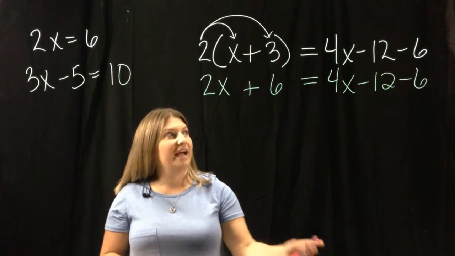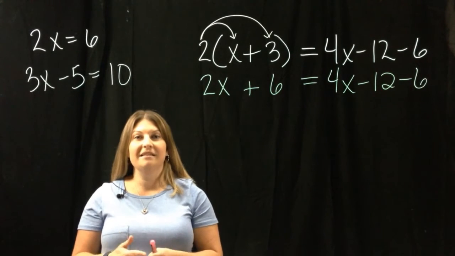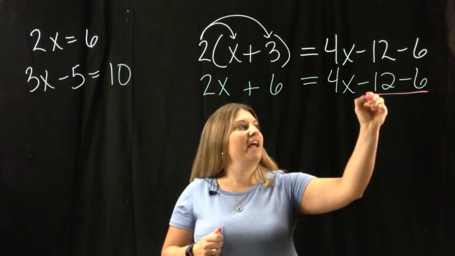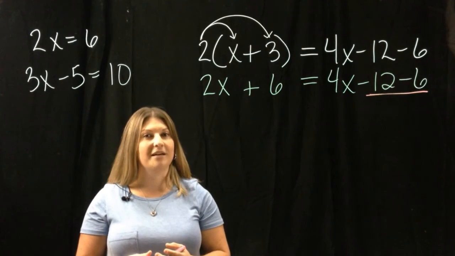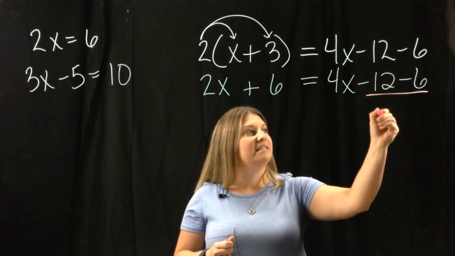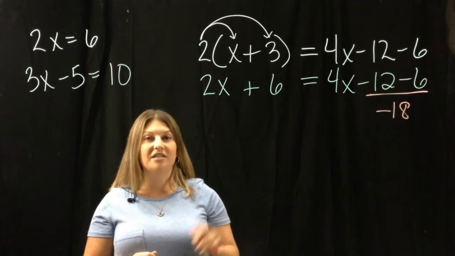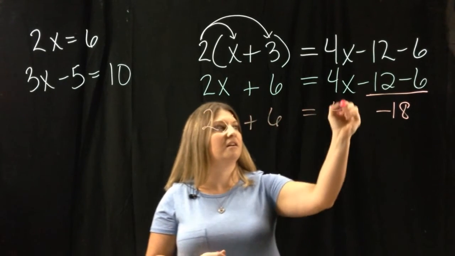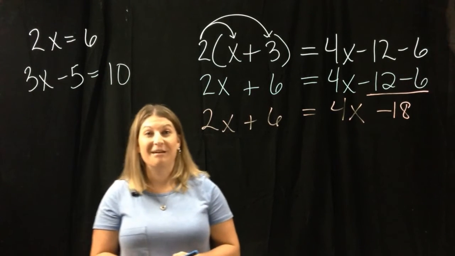The next step that we look at with solving is combining like terms. And like terms means things that look the same. So as you see, the -12 and the -6 are like terms on the right-hand side of the equation. So we're going to bring those together. Well, -12 minus 6 is a -18. Everything else on each side is not the same, so we bring it down untouched. And now we're ready for step 3.